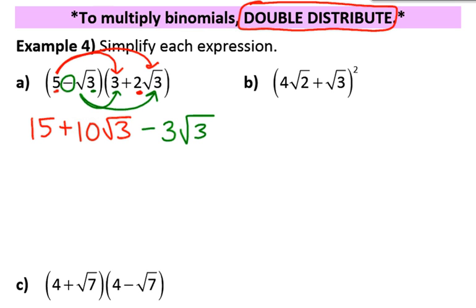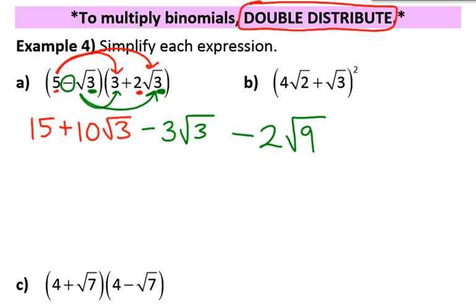Now, since 3 is inside the radical, it's not going to multiply by the 2. It's going to multiply by the 3. It's also going to be negative. The 2 is not going to change. And then you multiply 3 times 3, which is going to be the square root of 9.